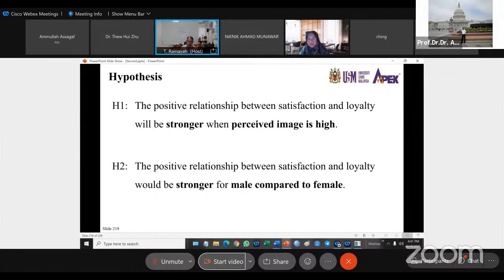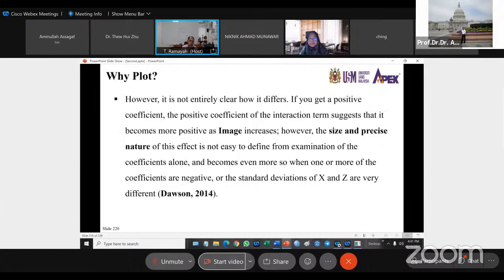In my school of management, we have been doing this from the 1990s. If you don't write a hypothesis like this, most examiners will not let you pass your proposal defense. That is a good way of writing your hypothesis for moderation.